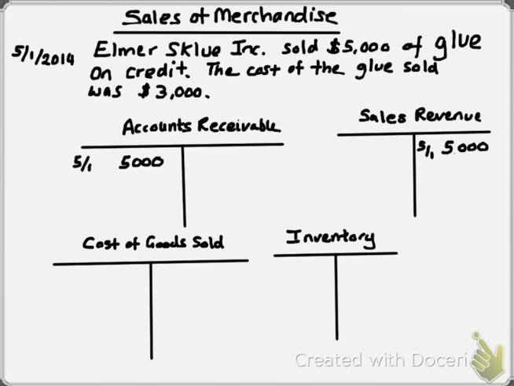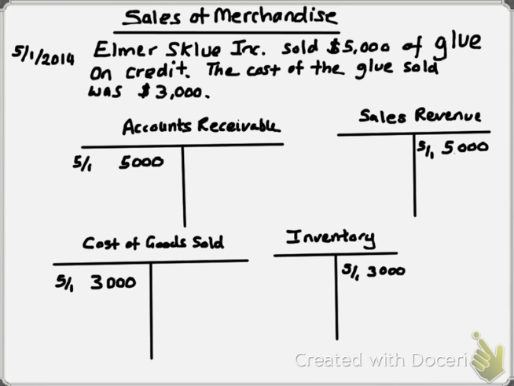Now, which account gets debited, which account gets credited? Cost of goods sold is an expense account. Our expenses went up by $3,000, so we are going to debit cost of goods sold. Now let's take a look at inventory. Inventory is an asset. When we sold our inventory, our assets went down by $3,000. When an asset decreases, we are going to credit it. So on the 1st of May, we're going to debit cost of goods sold for $3,000 and credit inventory for $3,000. These are the two transactions that will always take place whenever a merchandiser sells inventory.